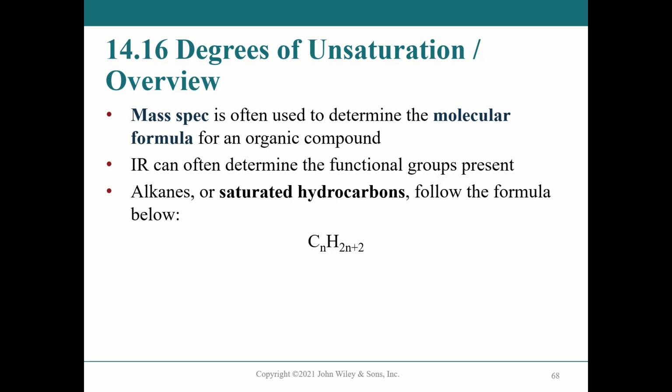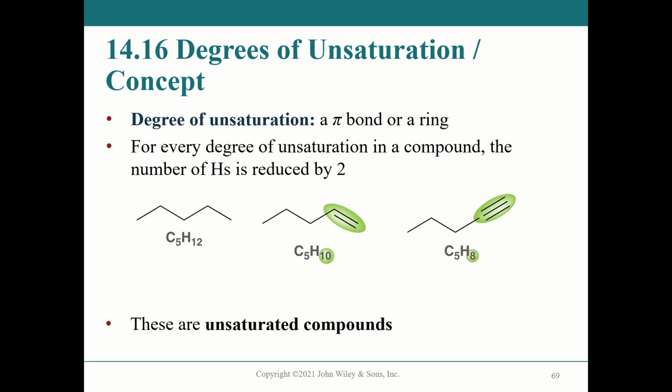Every time that you have a pi bond, you need to have lost 2 hydrogen in your molecule. And every time you have a ring, that also means that 2 hydrogen are missing from that fully saturated formula. So if you have less than the maximum number of hydrogen, then that's a way of figuring out how many potential pi bonds or rings or both you have in your formula.